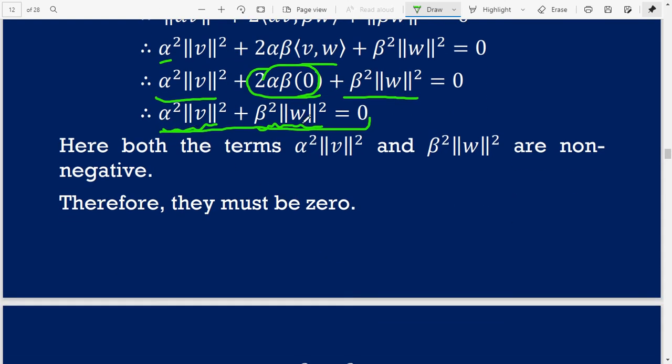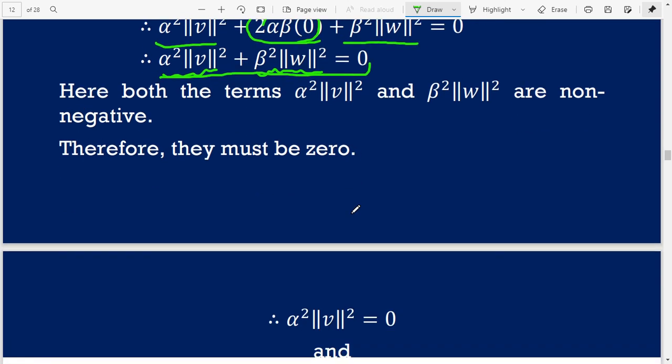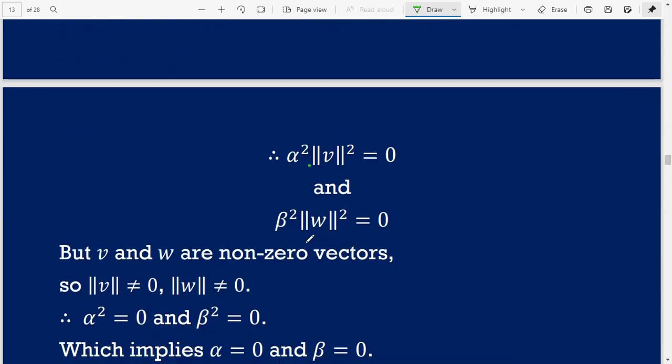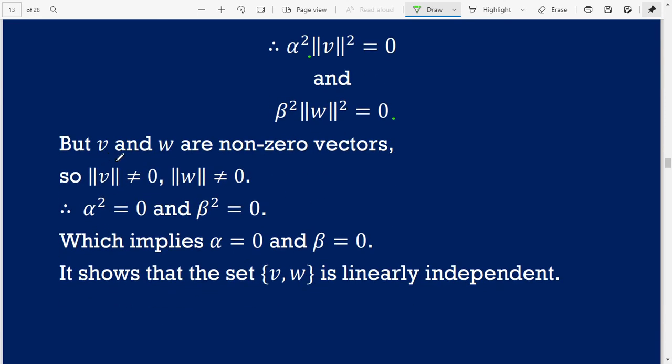Therefore both must be 0. So alpha square into norm V square is equal to 0 and beta square norm W square is equal to 0. But V and W are non-zero vectors. We have given V and W are non-zero vectors in inner product space. So norm V is not equal to 0 and norm W is not equal to 0. So alpha square and beta square must be 0.